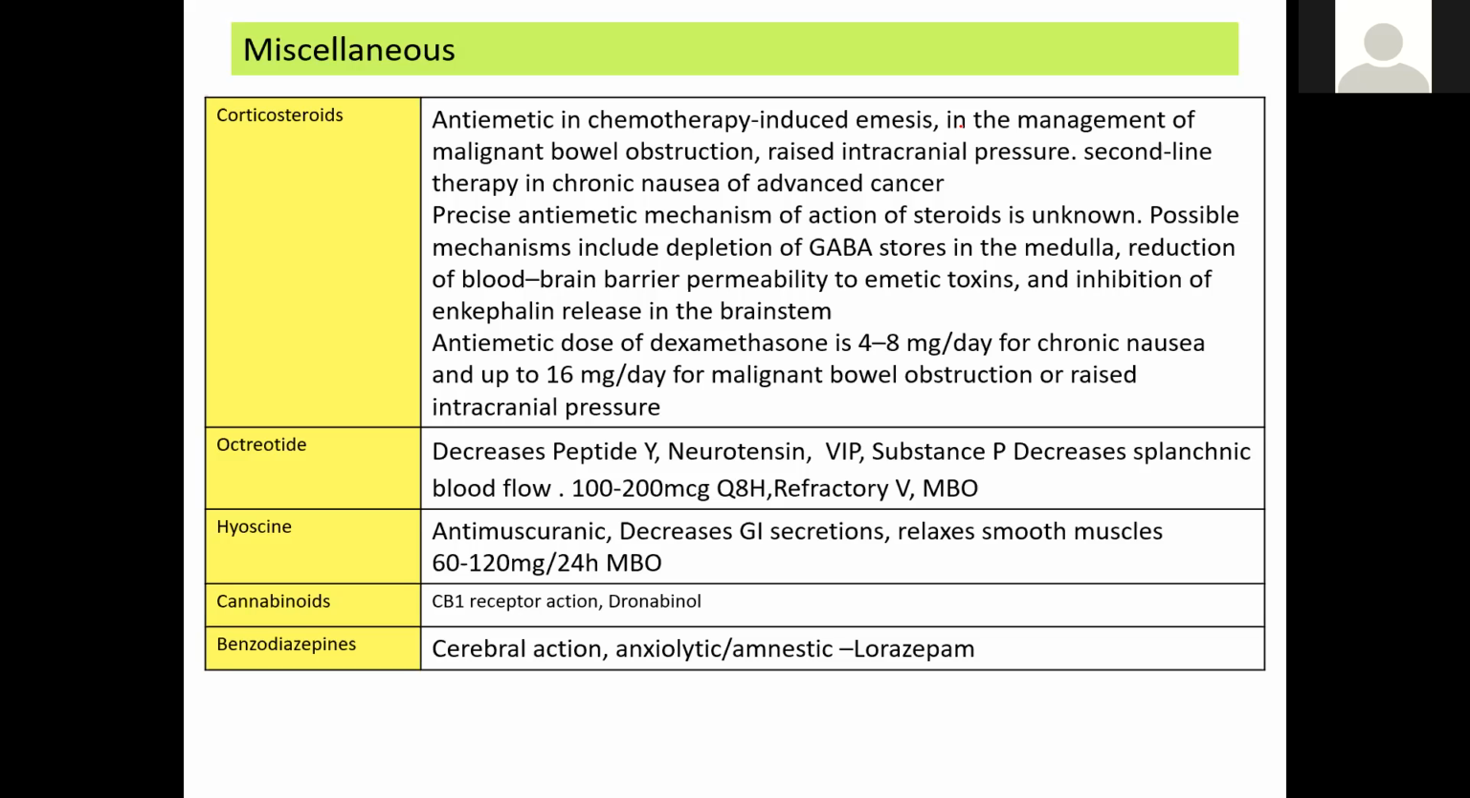Cannabinoids act on the cannabinoid receptors. Benzodiazepines usually act in the central vomiting center. It is an anxiolytic, and it will deal with memory or fear-related nausea and vomiting. The most commonly used benzodiazepine in nausea and vomiting would be lorazepam.